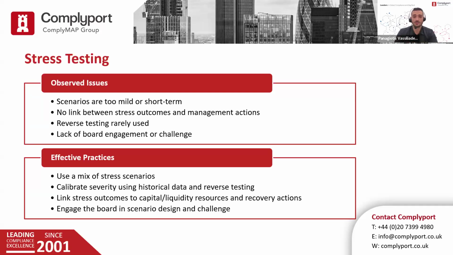For example, what happens if you lose your top three clients during a market downturn? That's a combined stress and will help you better understand how your business and your overall capital adequacy position will react during this period. You need to calibrate severity using historical data. And of course, don't forget about reverse stress testing. Ask yourself, what would it take to breach your capital threshold?